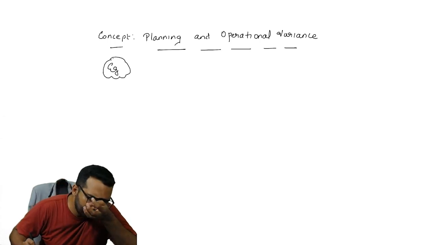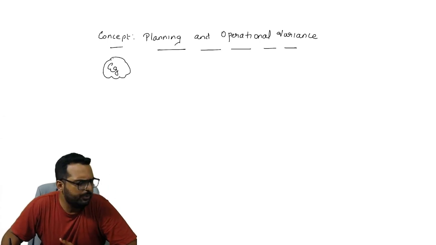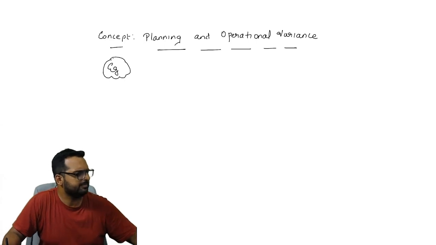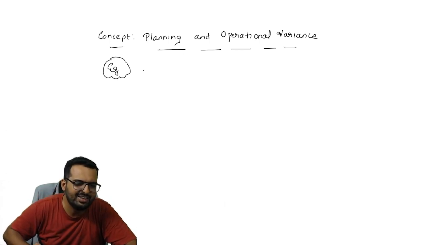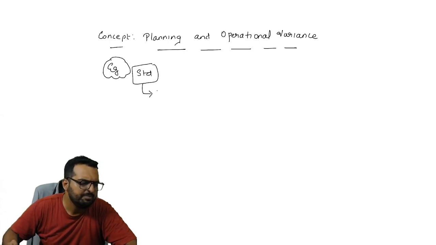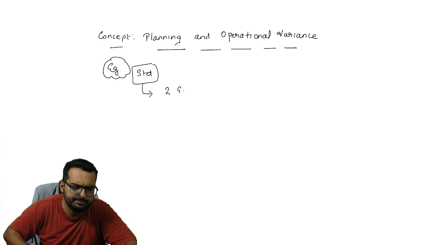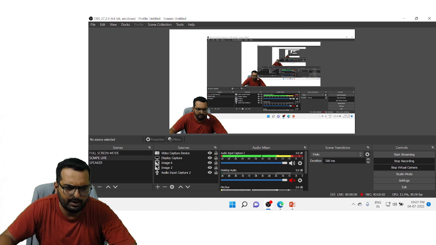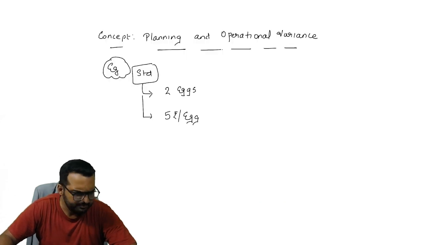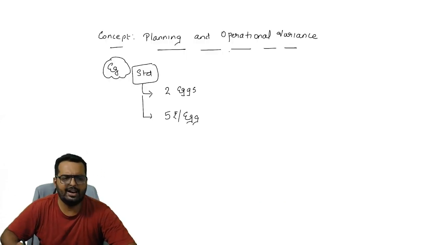Now tell me, friends, who is the great fellow who is making double omelette? Yours truly, Anshuman. So, friends, tell me, normally to make a double omelette, how many eggs are required? Two eggs are required, and the price was 5 rupee per egg. Okay. This was the original standard.